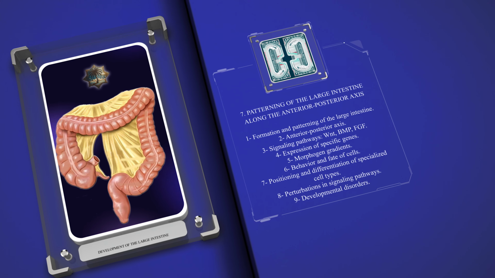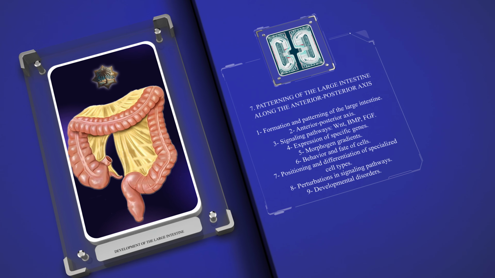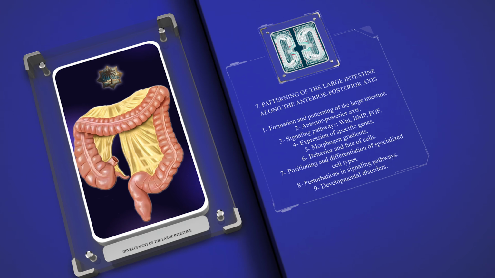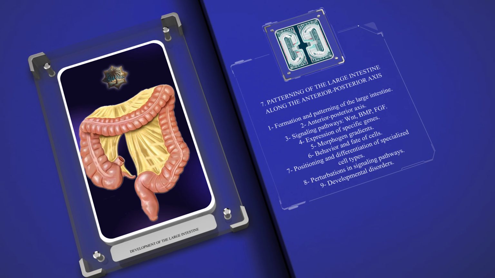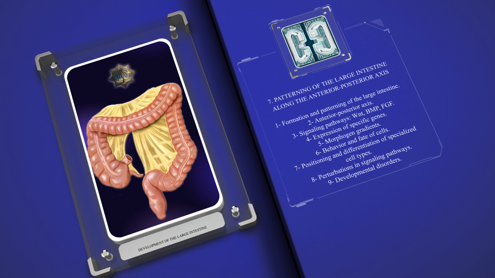morphogen gradients. The patterning of the large intestine is influenced by various signaling pathways, including WNT, BMP, and FGF signaling. These pathways regulate the behavior and fate of cells within the large intestine, ensuring the correct positioning and differentiation of specialized cell types along the anterior-posterior axis. Perturbations in these signaling pathways can disrupt the normal patterning of the large intestine and contribute to developmental disorders.